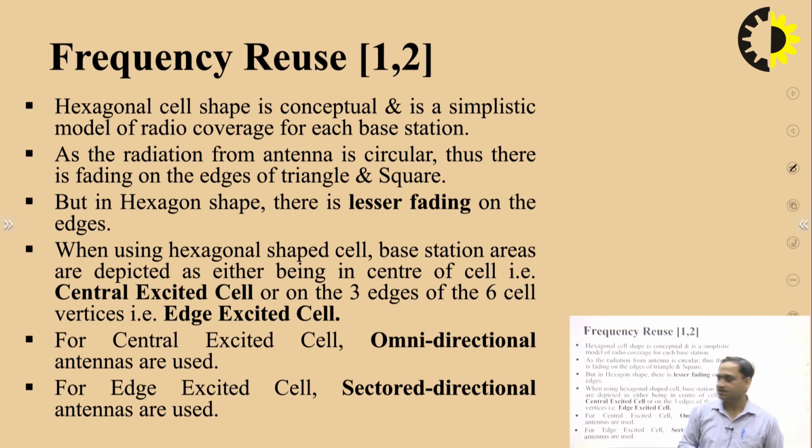We must know that the hexagonal cell shape is conceptual. It is a simplistic model of the radio coverage for each base station. As the radiation from the antenna is circular, there is fading at the edges of the triangle and square.